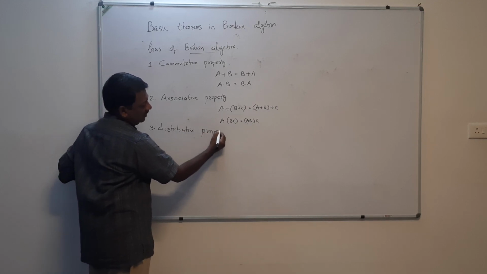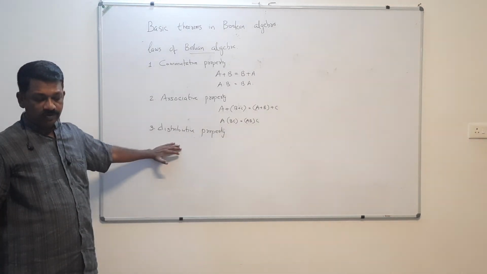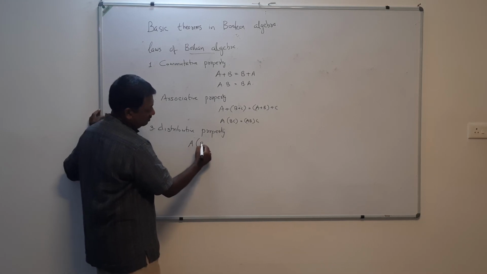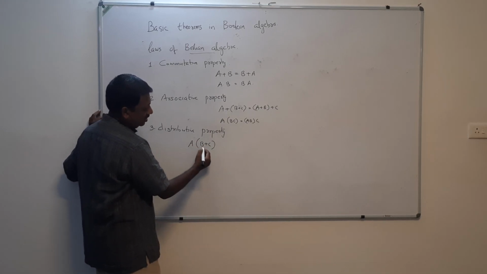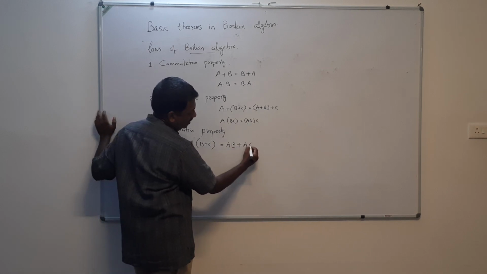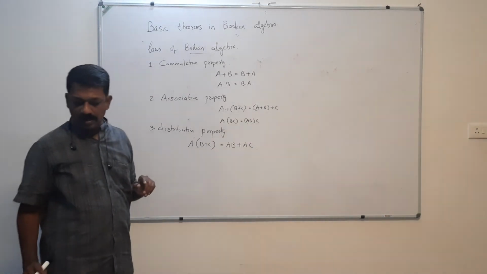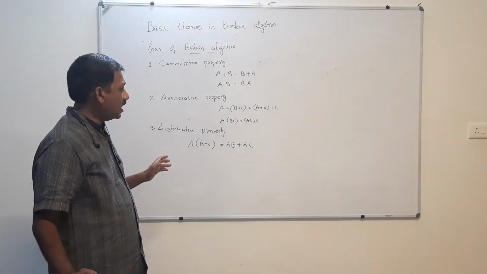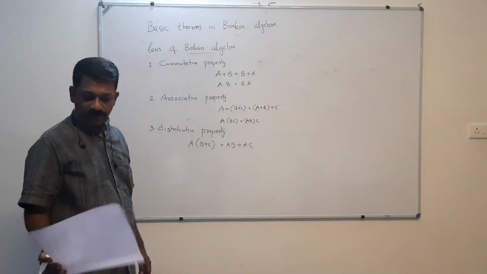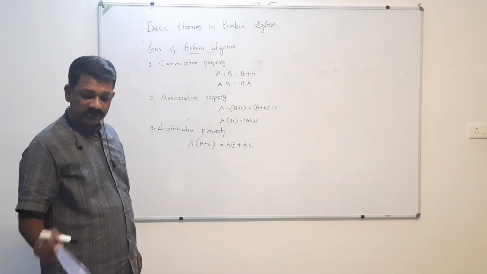Now we are going to check whether this satisfies the distributive property. Distributive property is A and B or C is equal to A and B or A and C. That is, A into B plus C is equal to AB plus AC. Okay. And these are the basic theorems as far as Boolean algebra is concerned.